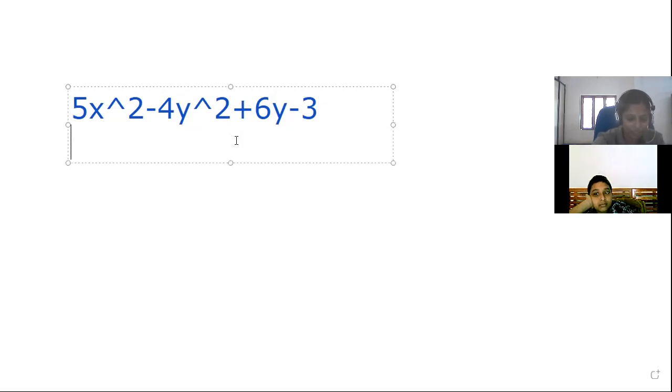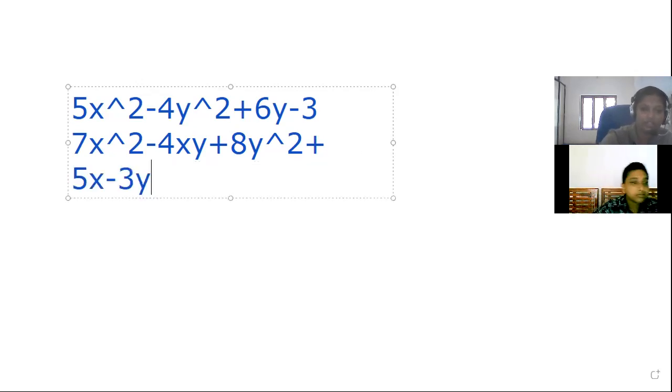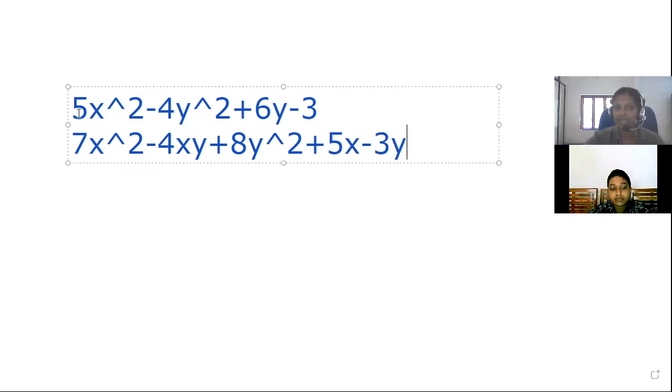And the second expression is 7x square minus 4xy plus 8y square plus 5x minus 3y. So these are the two expressions. First of all, we have to find the like terms. Which are the like terms here? 7x square and 5x square. These are the like terms.